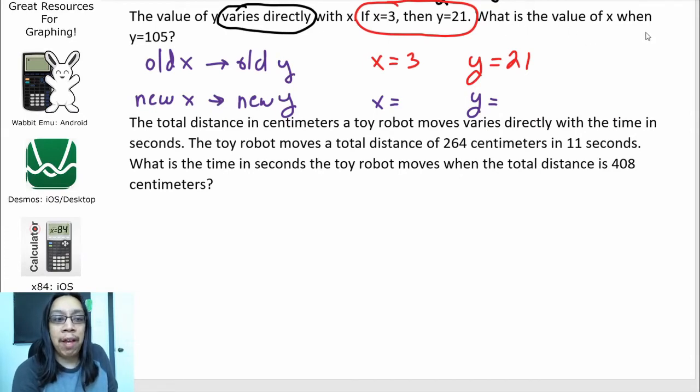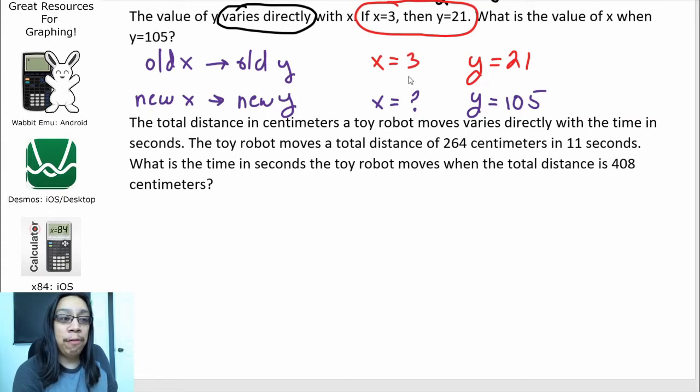What is the value of x when y is equal to 105? This time they're asking for the value of x. So that means they gave you the value of y. So that is your new y. And the question becomes, well, what is this number over here? And this is where the proportion comes in.